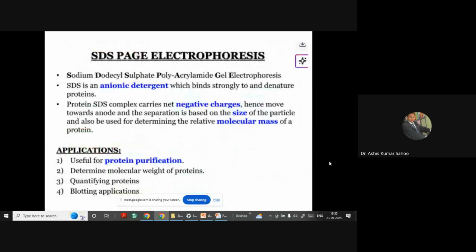Next is sodium dodecyl sulfate polyacrylamide gel. So the name is SDS. SDS means sodium dodecyl sulfate, polyacrylamide gel. It is an anionic detergent which binds strongly to proteins. The protein-SDS complex carries a net negative charge and moves towards the anode. Separation is based on the size. The application is useful for protein purification, determining molecular weight of proteins, and quantifying proteins.